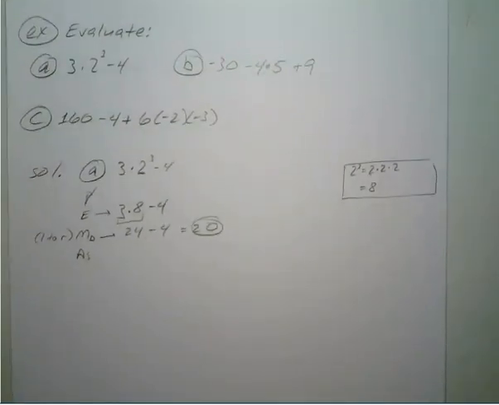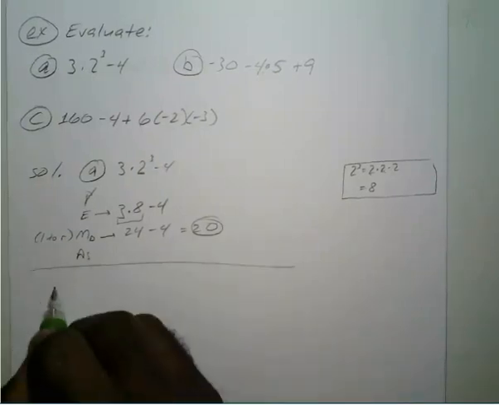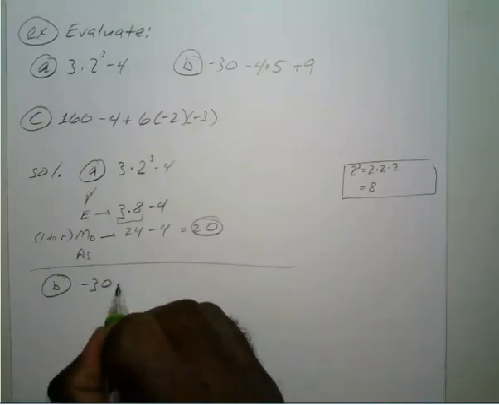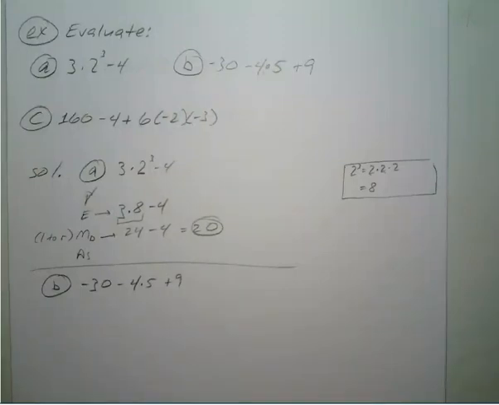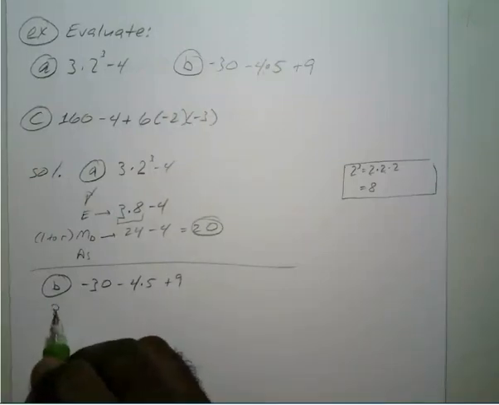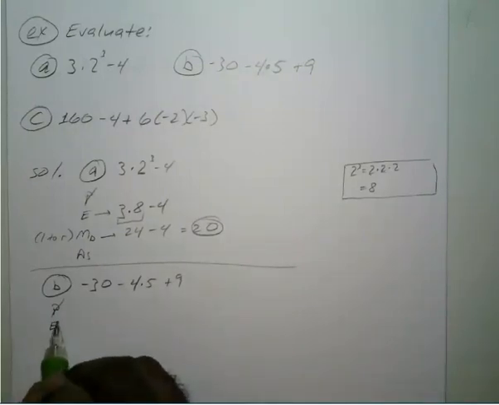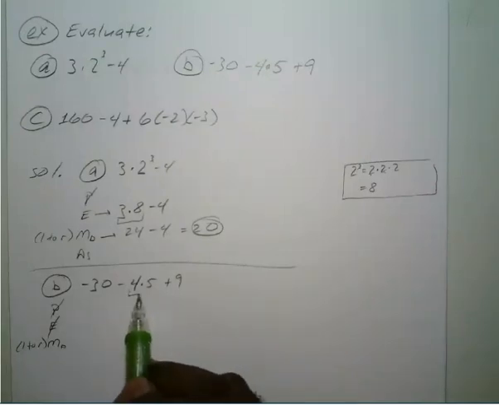So let's look at B, where we have a couple of negative integers in there. Negative 30 minus 4 times 5 plus 9. Again, we don't have any parentheses or grouping symbols, so we can cross that out. And we don't have any exponents, so we can cross that out. But we have multiplication and division, which we're going to solve from left to right. And that's this part right here.